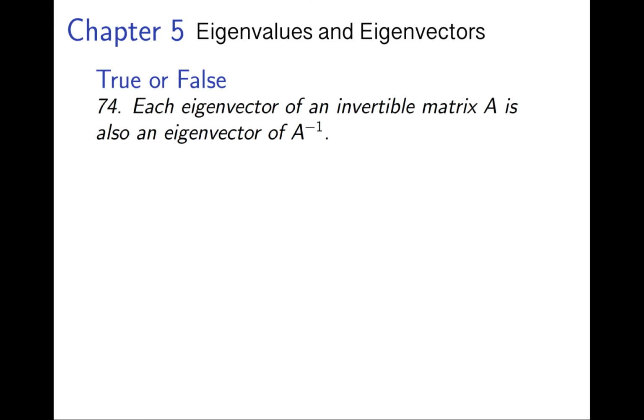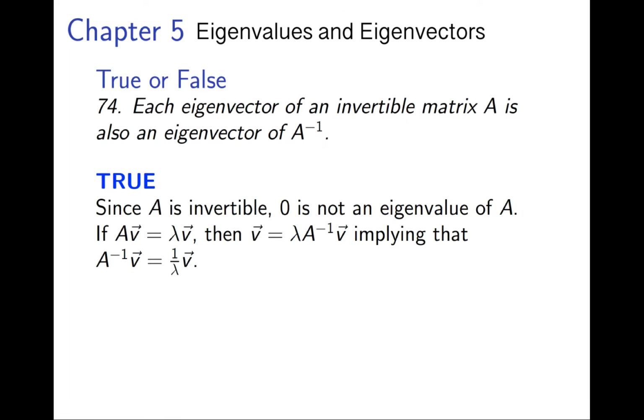Number 74. Each eigenvector of an invertible matrix A is also an eigenvector of A inverse. And this is true. And the reason is, since A is invertible, we know that 0 is not an eigenvalue of A. And so if AV equals lambda V, we want to show that V is an eigenvector for A inverse. Well, we can multiply both sides of this equation on the left by A inverse. So we get V is equal to lambda A inverse V.